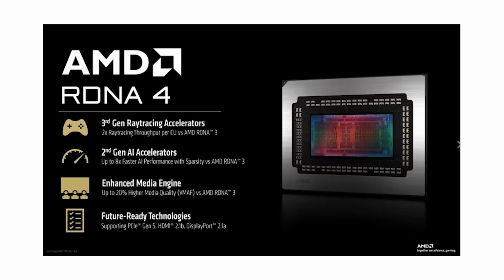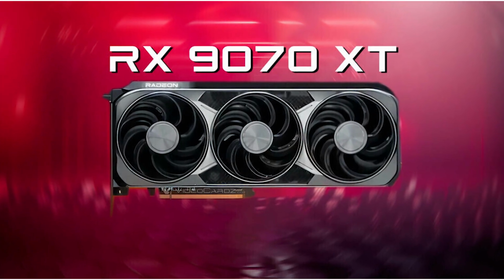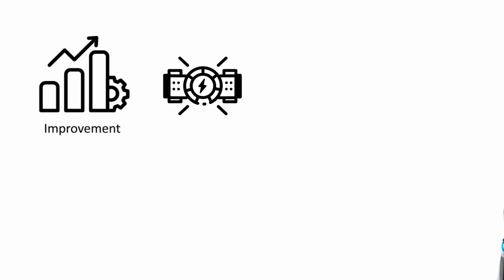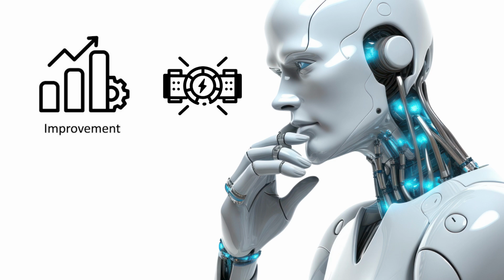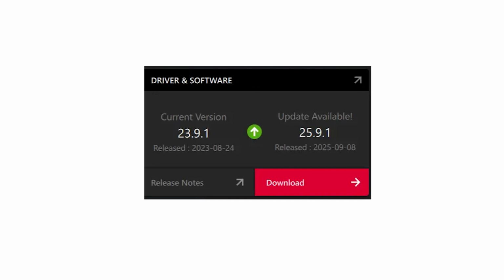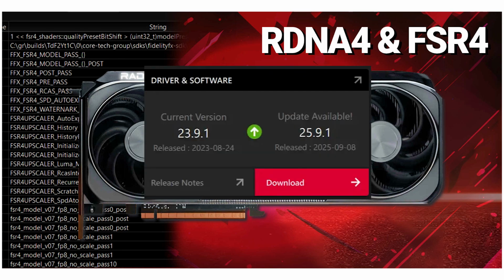RDNA 4, fourth-generation RDNA, arrived as the Radeon RX 9000 series, adding improved ray tracing accelerators and expanded artificial intelligence acceleration, alongside new upscaling features branded FidelityFX Super Resolution 4 on supported games and drivers. Public launches and driver notes place RX 9000 parts and FSR 4 in early 2025 and later driver updates.